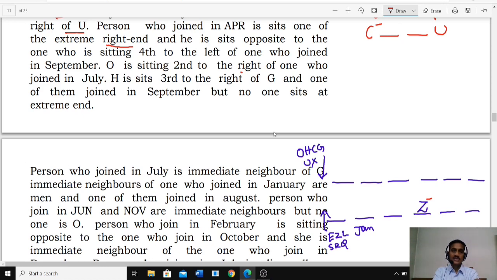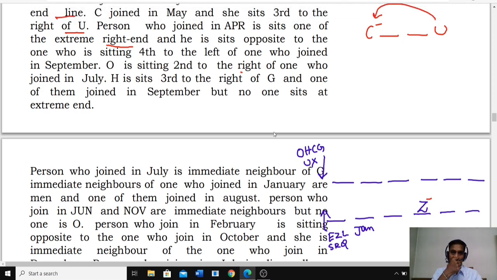Then in this one, he sits at the extreme right end, and he sits opposite to the one who is sitting fourth to the left of the one who joined in September. Whoever joined in September.